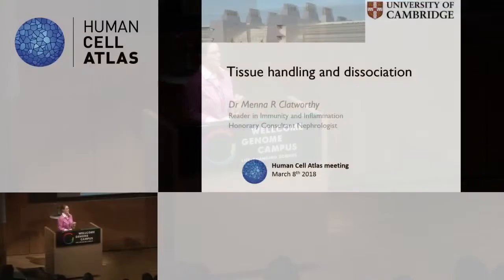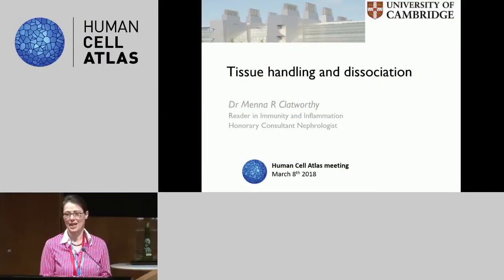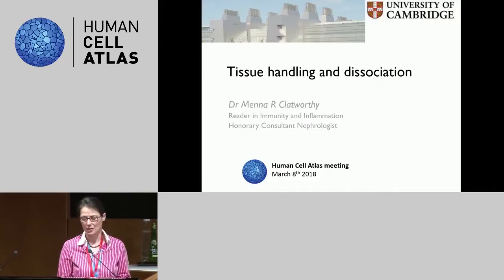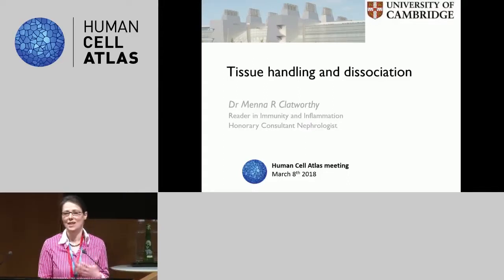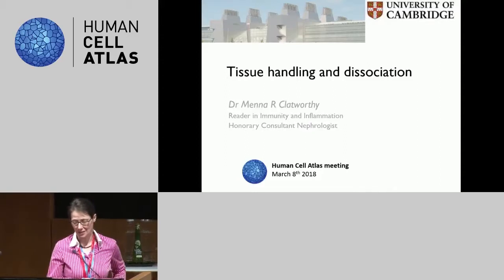So I've been charged with trying to discuss tissue handling and dissociation, and perhaps the specific challenges that we might have as we generate a human cell atlas. So I'll not only cover the challenges, but also perhaps some potential solutions, or at least some work packages that are in place to generate those solutions. In doing that, I'll call on some of my own, or our own, experiences locally, but also look to examples from others that are generating data for the HCA.